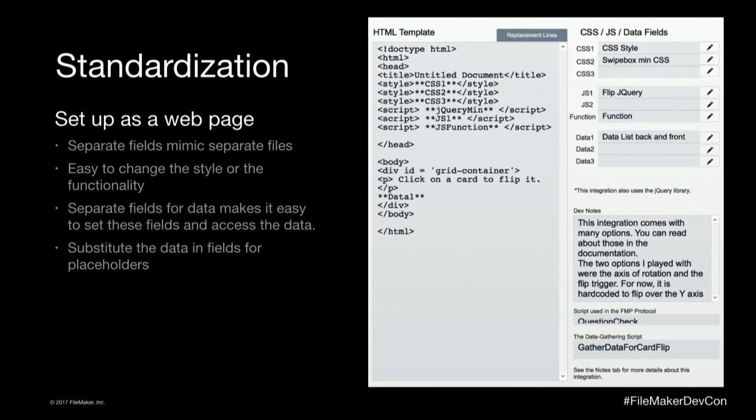First one is standardization. JavaScript libraries, the integrations that I found on the internet follow the same rules that every web page is developed. We have an index.html page. We have one or many CSS files. We have one or many JavaScript files. And I am duplicating that idea in FileMaker. So in my demo, every field that you see up there, the expanded view, I'll show you in a minute, is filled with the actual library code that I downloaded off the internet.